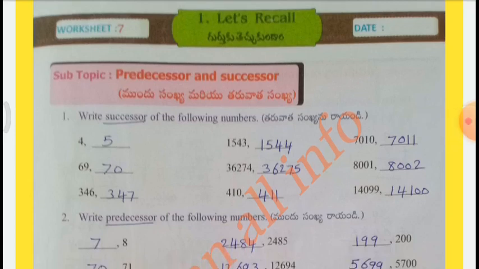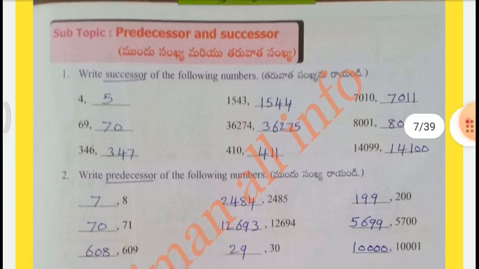Worksheet 7. Subtopic: predecessor and successor. Write the successor of the following numbers: 4 is 5, 69 is 70, 346 is 347, 1543 is 1544, 36274 is 36275, 410 is 411, 7010 is 7011, 8001 is 8002, 14099 is 14100.